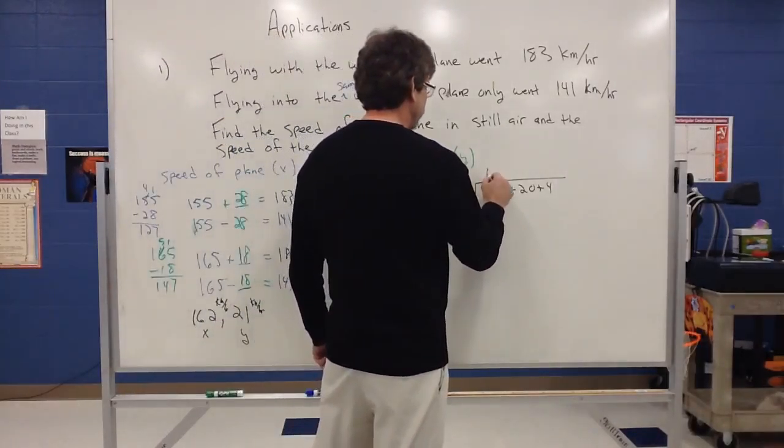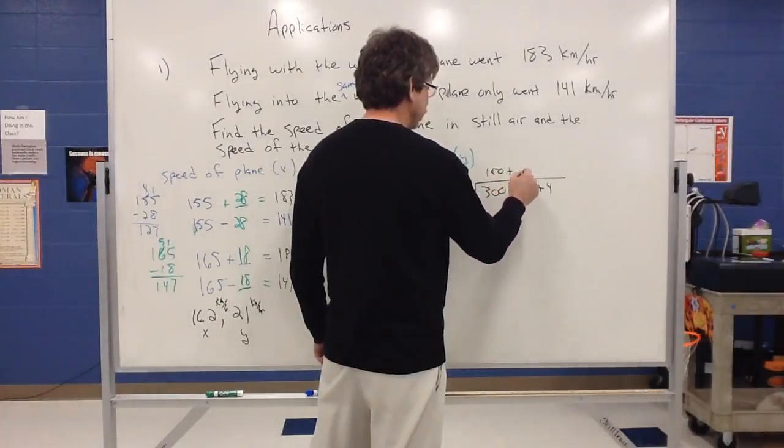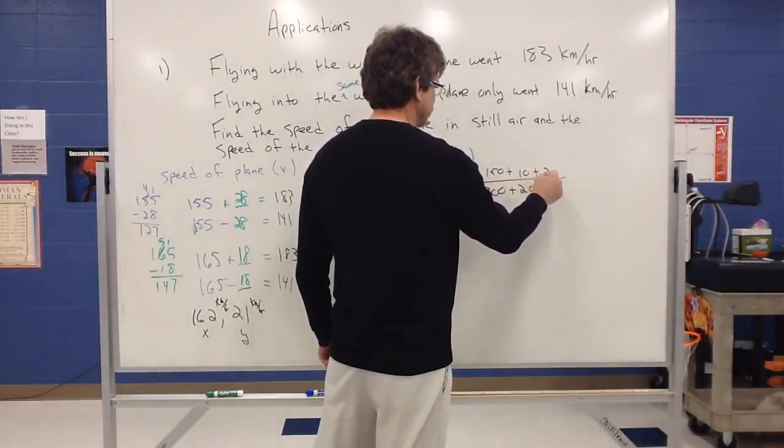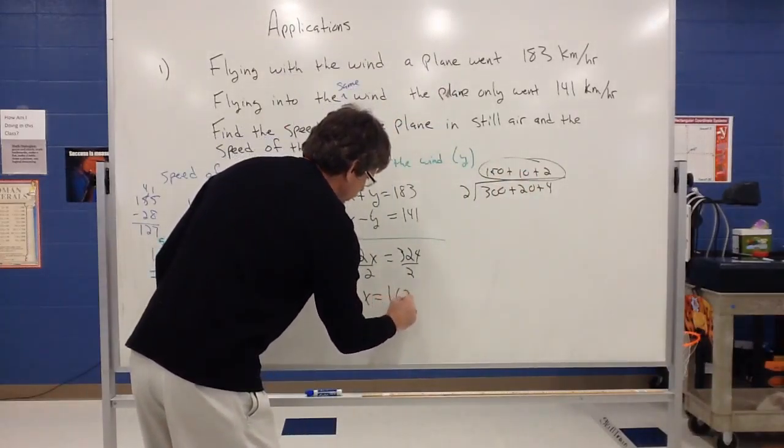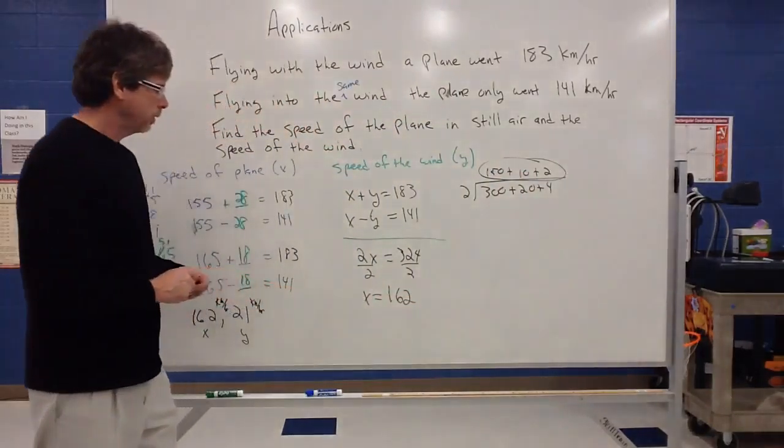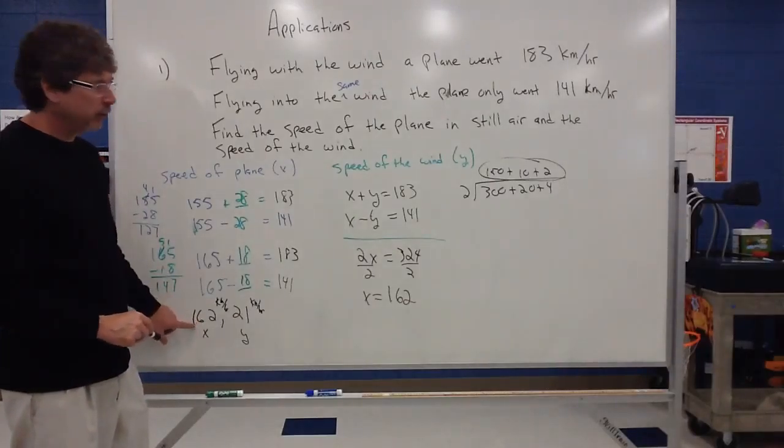I like dividing by 2 this way. Half of 300 is 150. Half of 20 is 10. Half of 4 is 2. There's my 162. So I get 162. Hey, that's what we got for x, wasn't it?